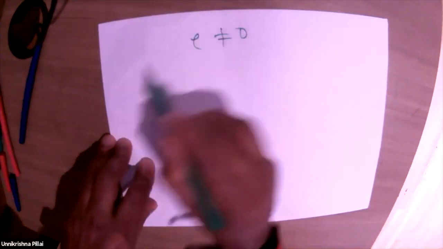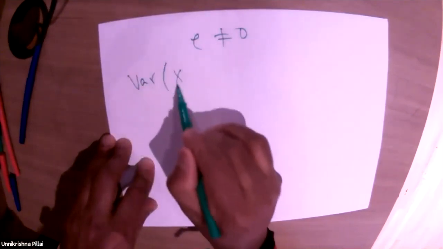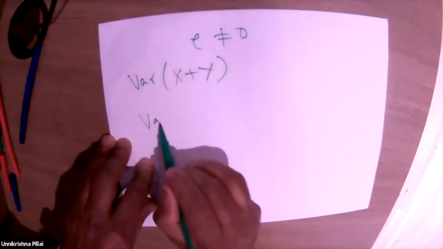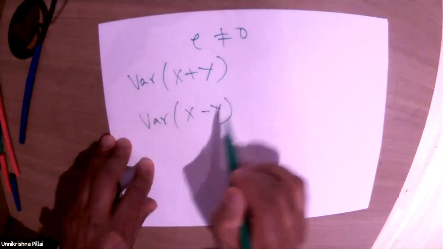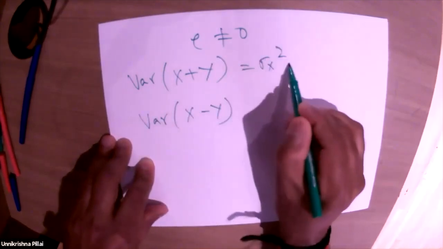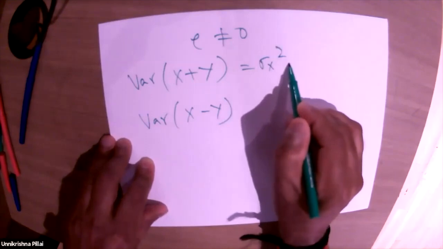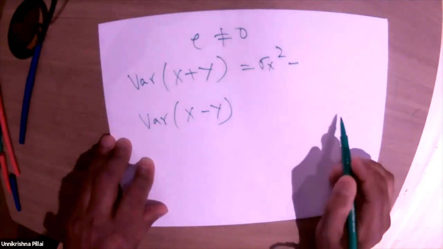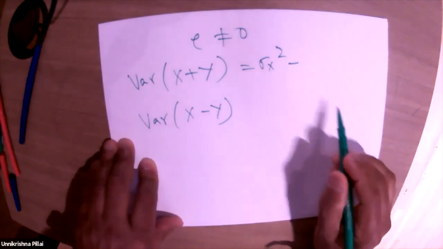Let's see what happens with correlation. Suppose rho is not zero. What is the variance of x plus y? Anybody? Look at your book. The variance is what? A and b are one. So this is sigma x squared. What is the middle expression? You have to look at your notes.